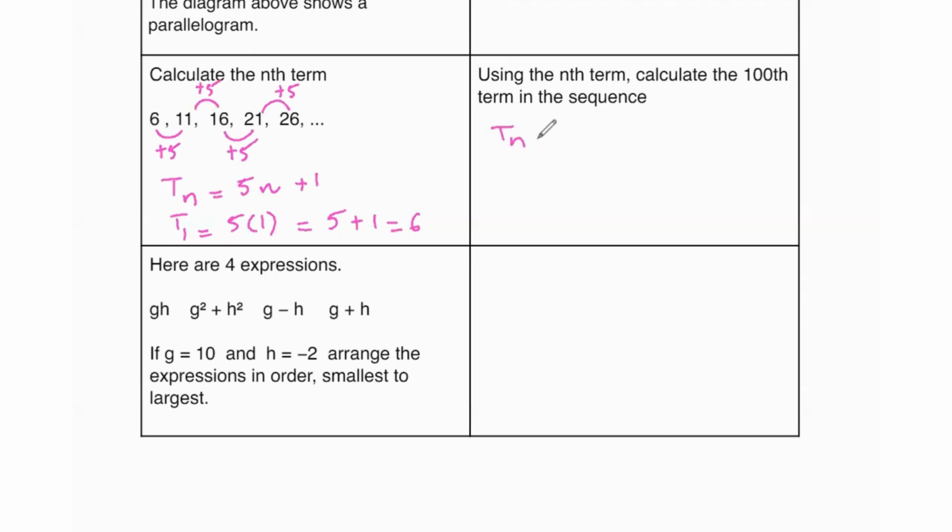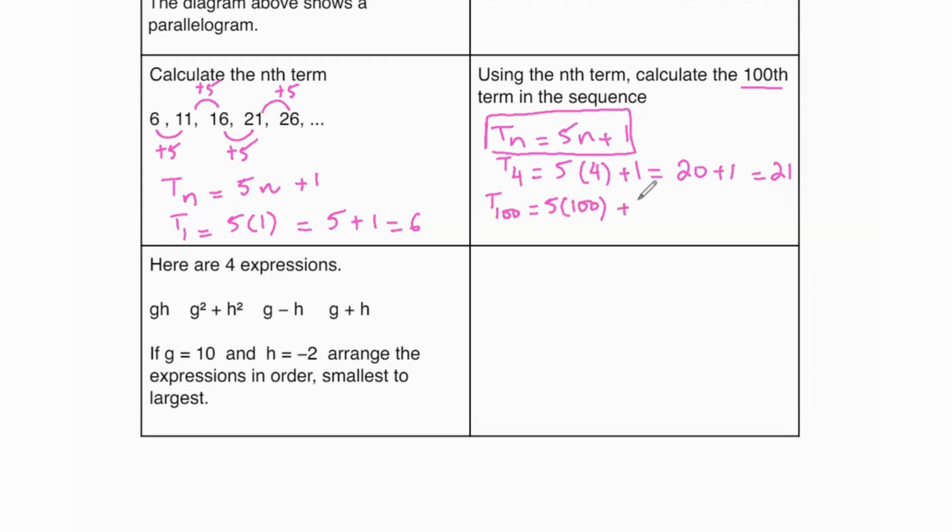So let's use 5n plus 1 now. Let's try to find the fourth term. That's going to be 5 times 4 plus 1, which is 20 plus 1, and that's 21. And that is exactly what the term is in the sequence, which means our nth term is going to be 5n plus 1. Then it says using the nth term, calculate the 100th term. So T100 is going to be 5 times 100 plus 1, which is going to be 501. That is your answer.